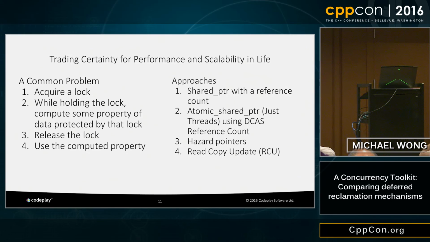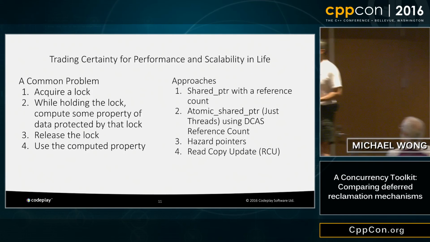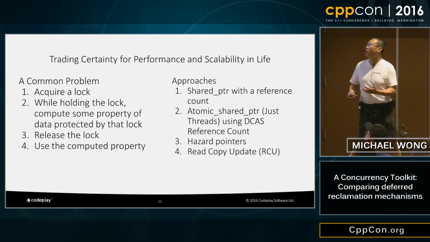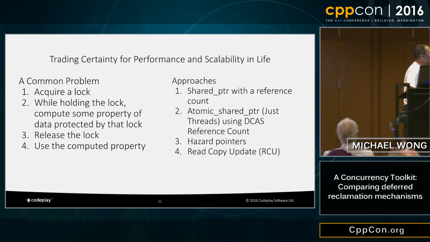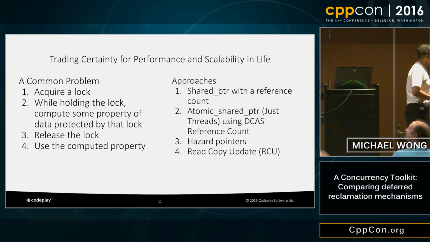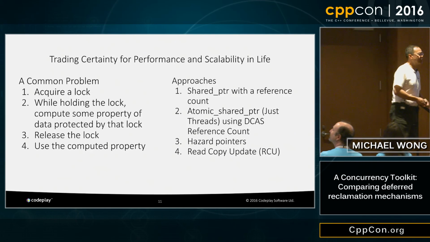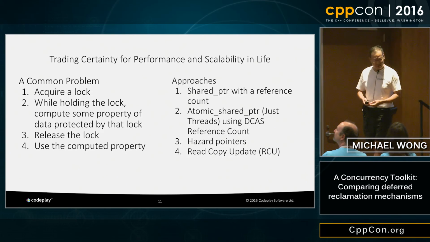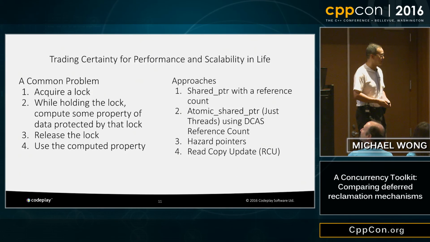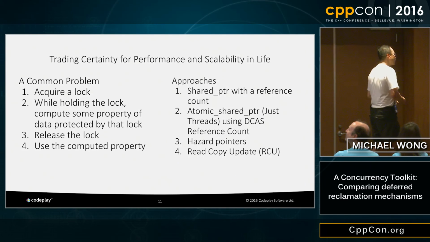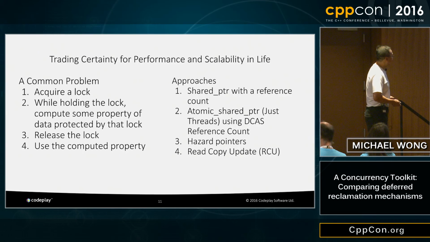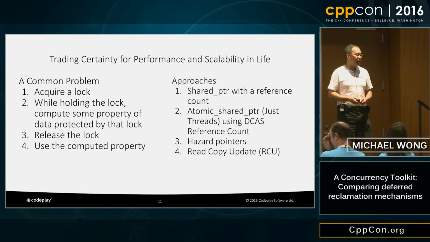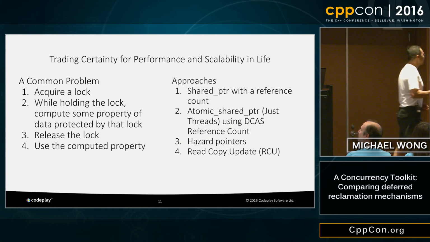So given that knowledge, we've looked at a number of algorithms, and it turns out that there are 4 key approaches. There might be more, but right now I only want to talk about 4 that can resolve this problem. One is a fairly common idiom using reference counting, and indeed that's what shared_ptr does. The other one is something that we added to the concurrency TS called atomic shared_ptr, using double compare and swap reference counts.